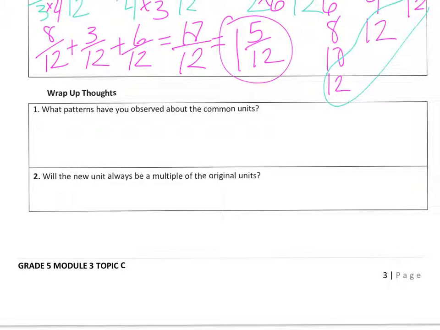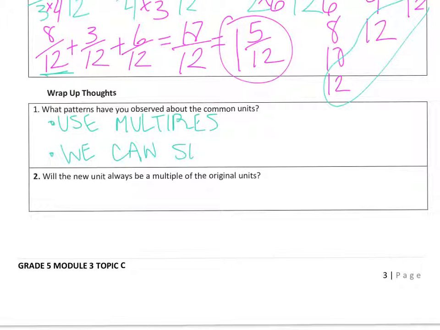So what patterns have we observed about the common units? They're always multiples of the original. So we use multiples, just like 12 is a multiple of 4 and 3 and 2. And something else I noticed, we can skip count. We can count by 2s or 3s or 4s, or whatever our denominator is, to find what we need. So will the new unit always be a multiple of the original units? Yes!